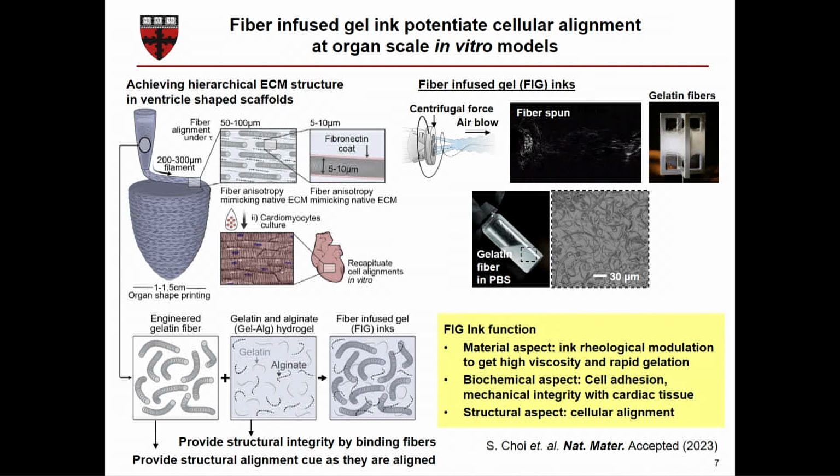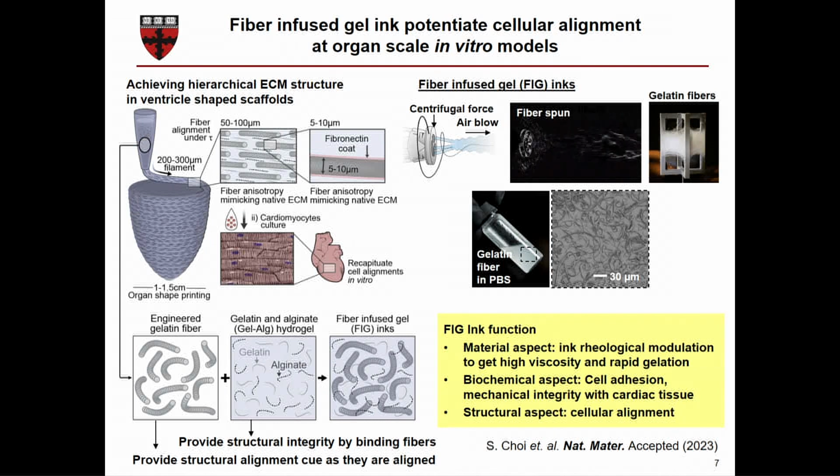And then we can embed this fabric into the gelatin, in an ink type. We fragment this fiber into lengths of 100 micrometers. This is the image of the fragmented gelatin fibers, and they are well dispersed in the PBS solution. And then we mix these fibers into the gelatin and alginate hydrogel.